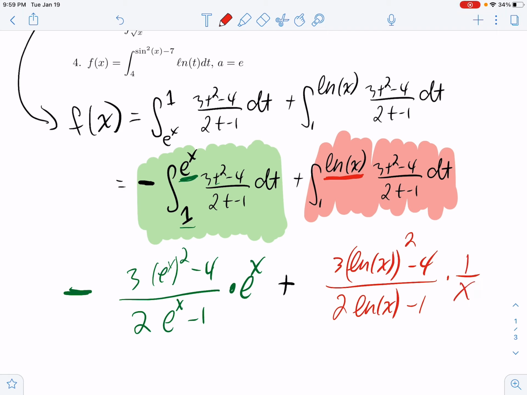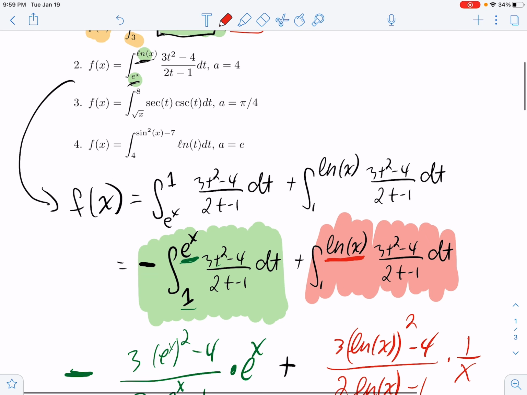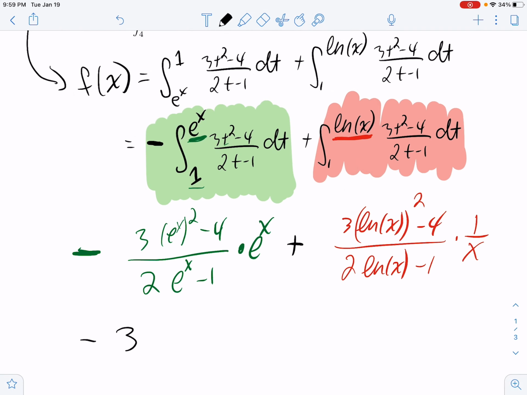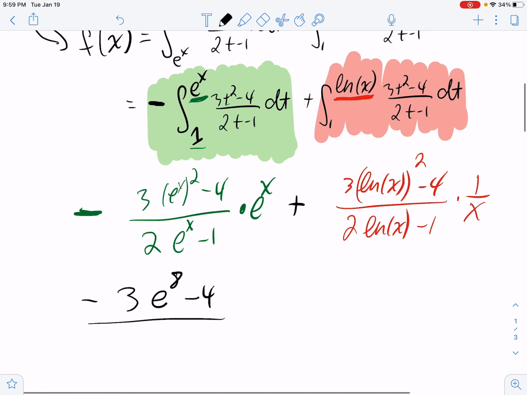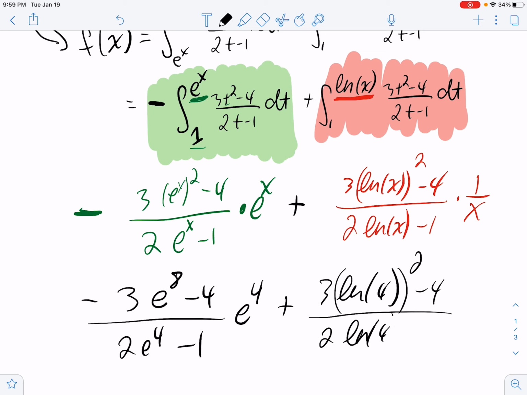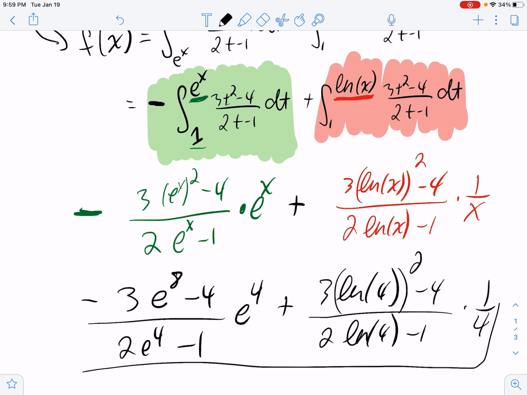Right? And then for the problem, what do they want me to plug in? They want me to plug in 4. So this will be negative 3 e to the 4th squared, which is e to the 8th, minus 4 over 2e to the 4th minus 1 times e to the 4th plus 3 ln of 4 squared minus 4 over 2 ln of 4 minus 1 times 1 over 4. There's a good final answer.